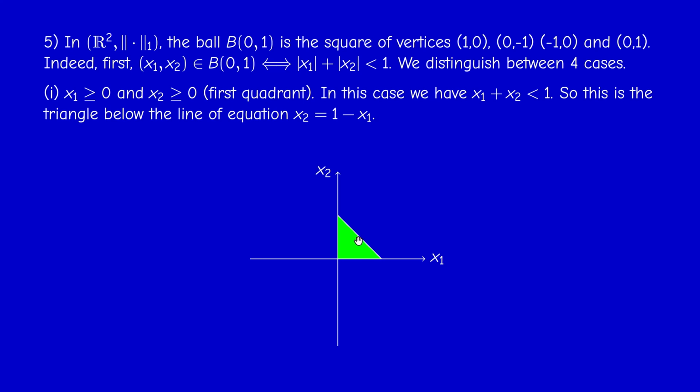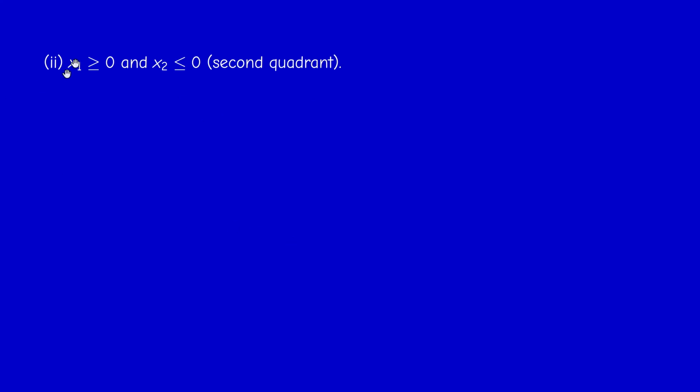And we continue. This is the first quadrant, second quadrant, third quadrant, fourth quadrant. In the second quadrant, the first component is non-negative and the second component is non-positive. And in this case, the absolute value of x2 is minus x2.